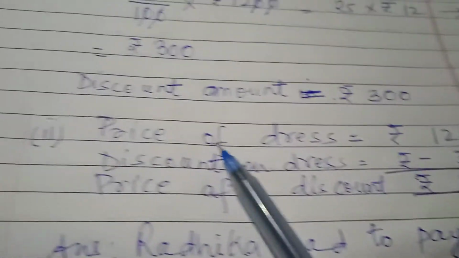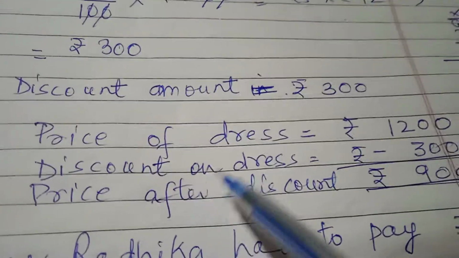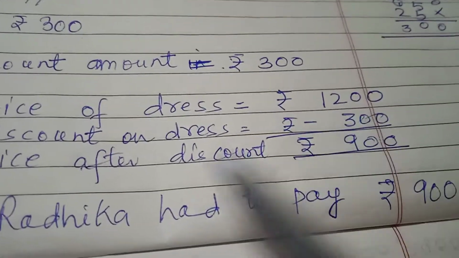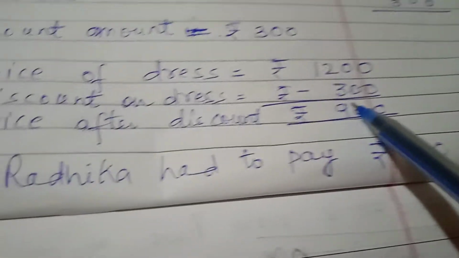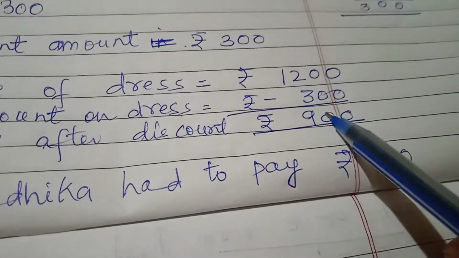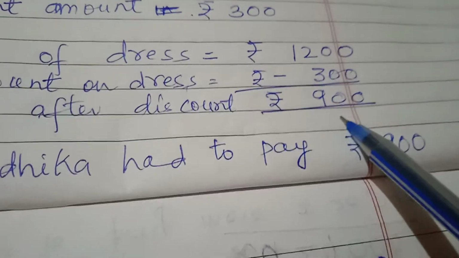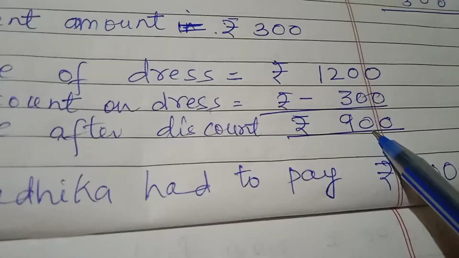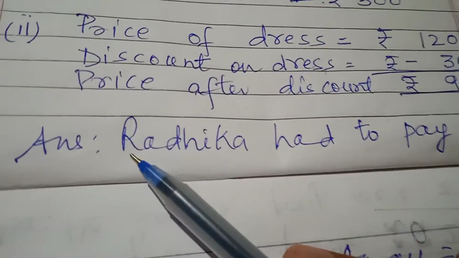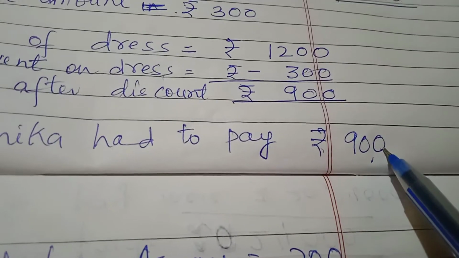Okay, now let us recall, so we come to the second step. Now we have to find the price after the discount. Price of the dress is rupees 1200, discount on the dress is rupees 300. Now the price after discount, इसको हटाने के बाद कितना मिलेगा? So 1200 minus 300, so we are getting 900 rupees, which will have to be paid for that particular dress that Radhika is now wanting to buy. Therefore the answer is Radhika now had to pay rupees 900.